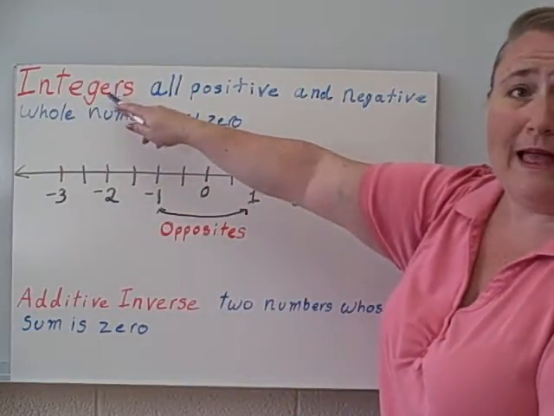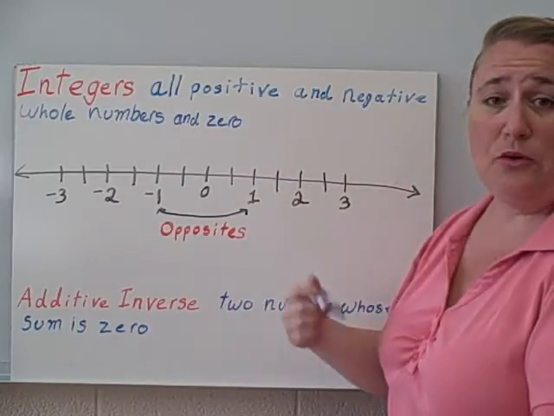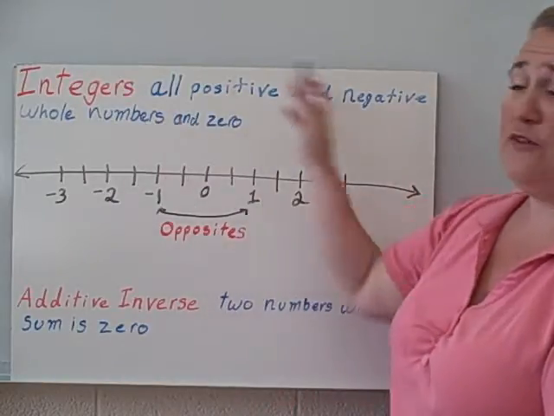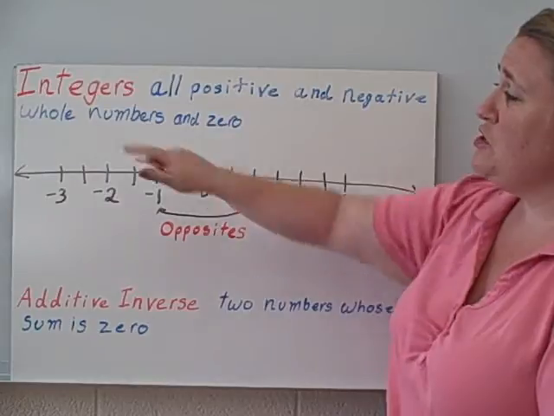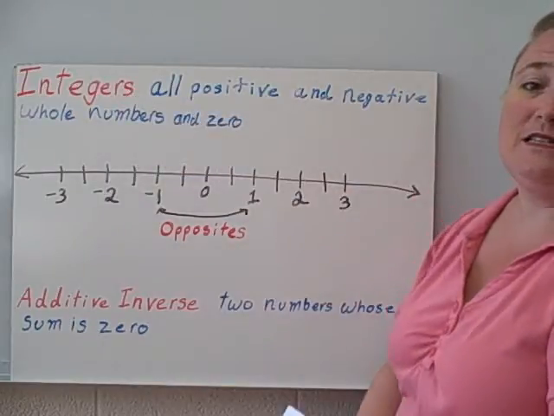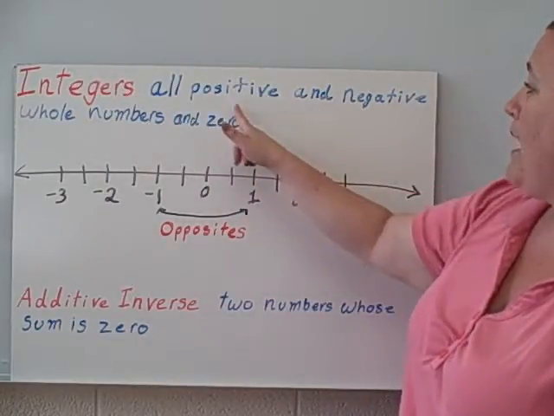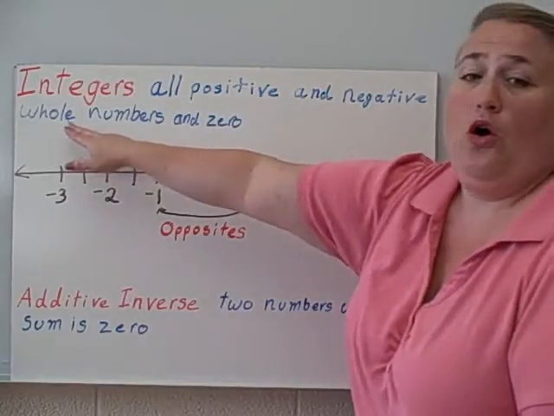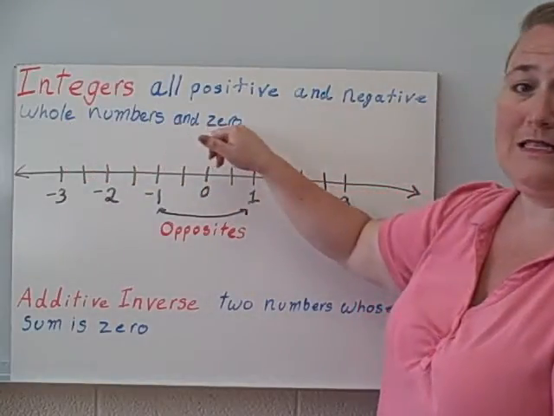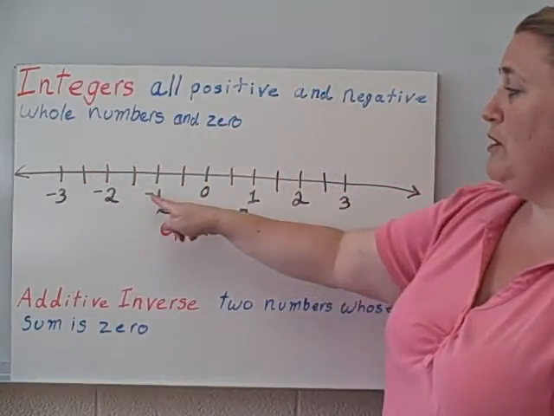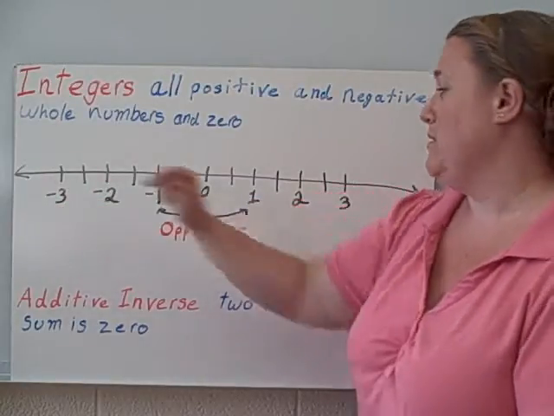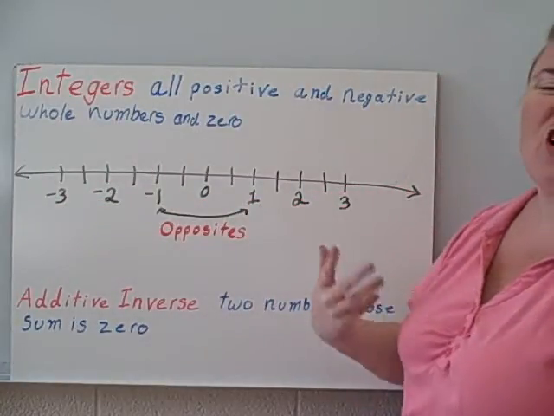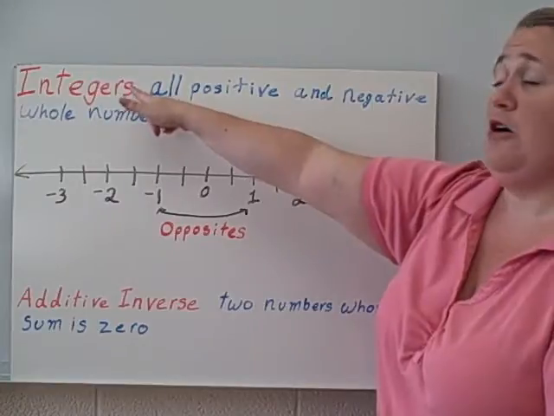Every time you see a red word, that is going to be a vocabulary word, and the definition will then be in blue. So our first word of this unit is integers. Integers are all positive and negative whole numbers and 0. So 0, -1, -2, -3, 1, 2, 3 are examples of our integers.